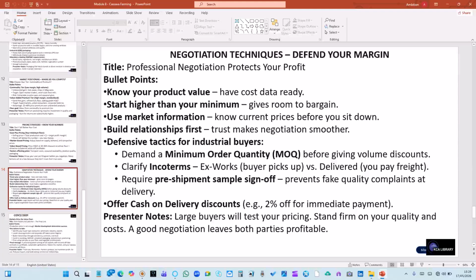Then defensive tactics for your industrial market include demanding a minimum quantity order before giving volume discount. Then clarify incoterms, that is ex-works, buyer pays, versus delivered, you pay freight. Then require pre-shipment sample sign-off, which prevents fake quality complaints at delivery. Then offer cash on delivery discount such as 2% off for immediate payment. Note, large buyers will test your pricing. Stand firm on your quality and cost. A good negotiation leaves both parties profitable.